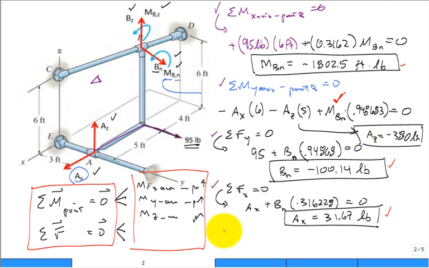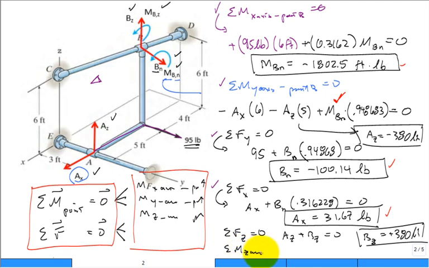Then let's do the sum of the forces in the Z. All we get is that AZ plus BZ is equal to 0. We just solved for AZ, so we find that BZ is the negative of negative 380, so it's positive 380 pounds. And then the last one is the sum of the moments around the Z-axis that goes through point B, which must equal 0.